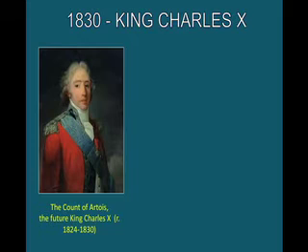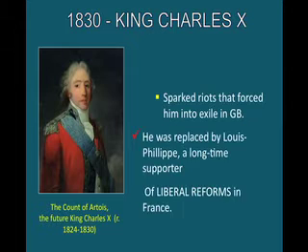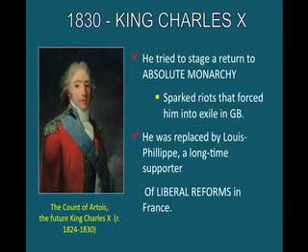Following King Louis XVIII, we find King Charles X in 1830. This king was very different, though. He wanted to return to an absolute monarchy, and this sparked riots that forced him into exile. He was replaced by another king, Louis Philippe, who was a supporter of liberal reforms. So we find another king coming to power who will use liberal reforms.